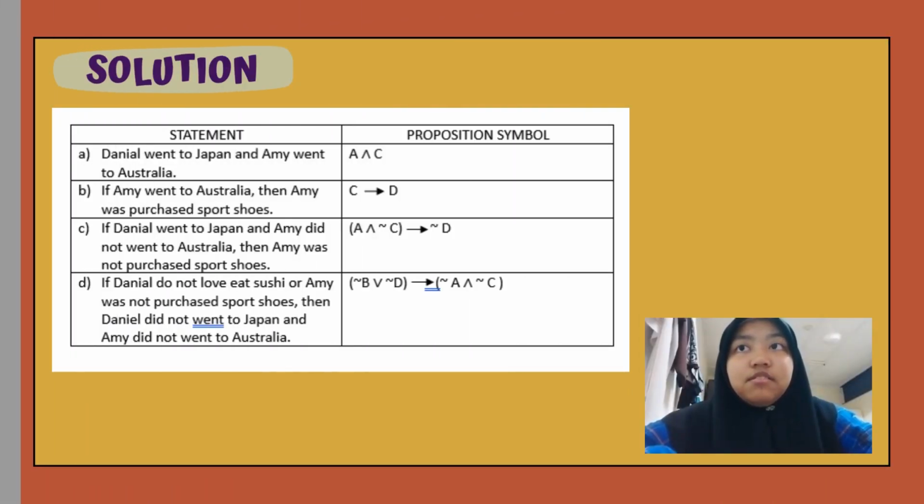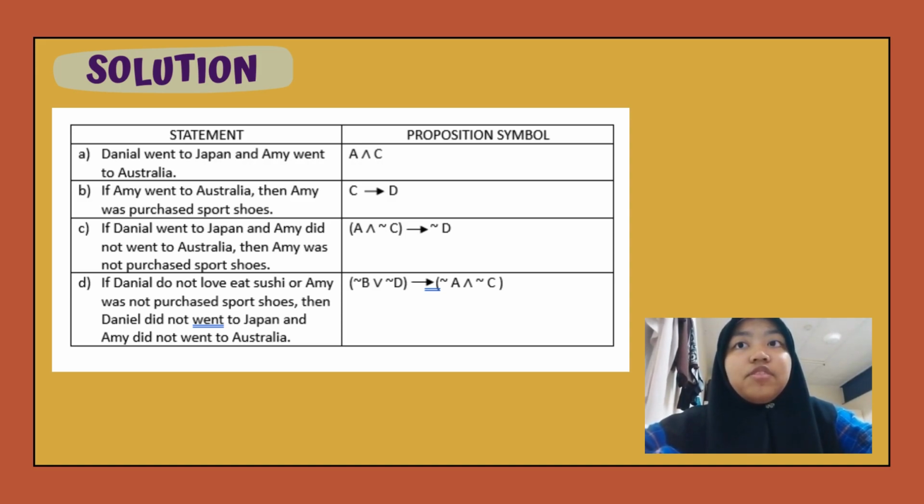Okay, for the solution: Daniel went to Japan and Amy went to Australia. The proposition symbol is A and C. Or, if Amy went to Australia, then Amy purchased sports shoes. The proposition symbol is C implies D. Or, if Daniel went to Japan and Amy did not go to Australia, then Amy did not purchase sports shoes. The proposition symbol is A and not C implies not D.